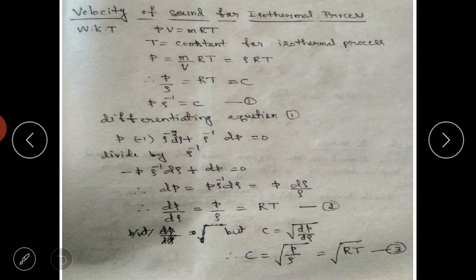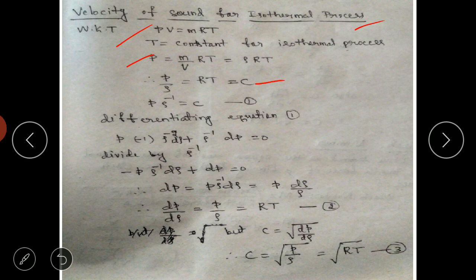Now we will consider velocity of sound for an isothermal process. If during a process the temperature remains constant, we call it an isothermal process. In general we take the equation of state, which is PV equal to mRT, and in this equation we assume that temperature remains constant and modify the equation. So PV is equal to mRT. In the next step, P is equal to m by V into RT. M by V is rho, which is density. So after readjusting, P by rho is equal to RT.